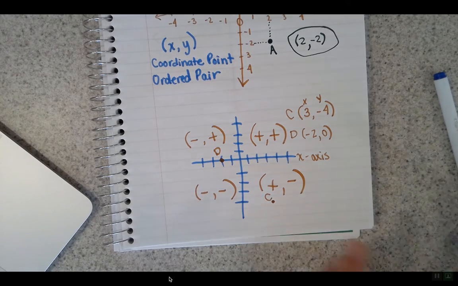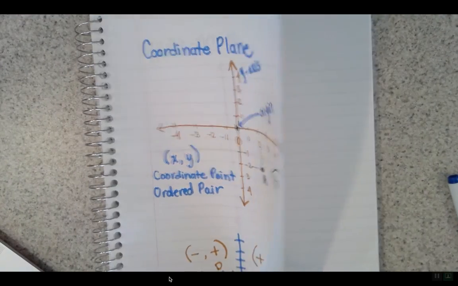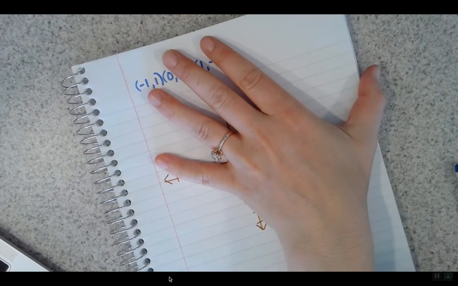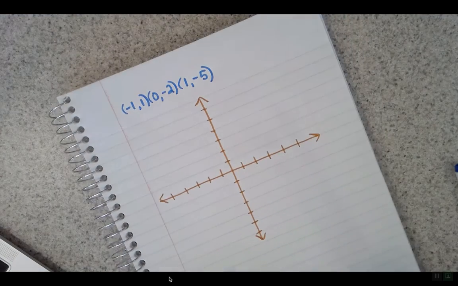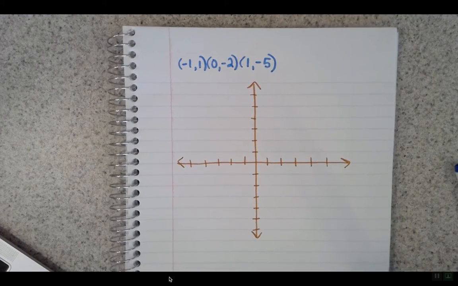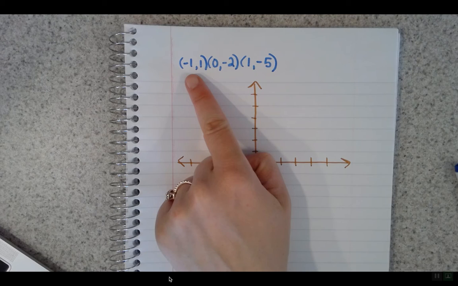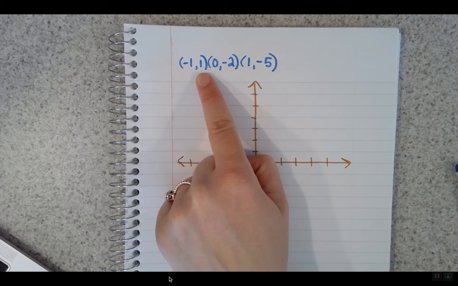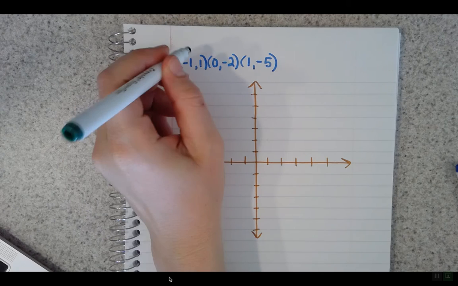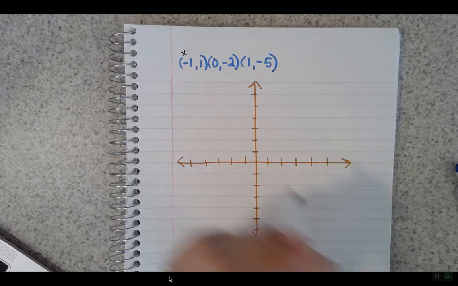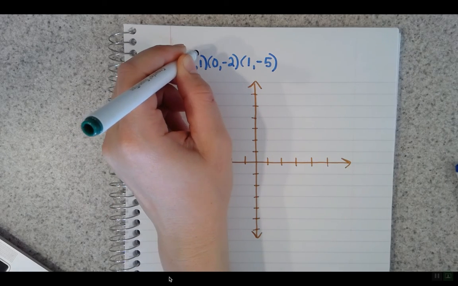Here's an example problem. Plot the following 3 points on the coordinate plane: (-1, 1), (0, -2), (1, -5). Okay, let's start with the first one, (-1, 1). Remember, the first number is how far you move on your x-axis, and the second number tells you how far up or down to move on your y-axis.